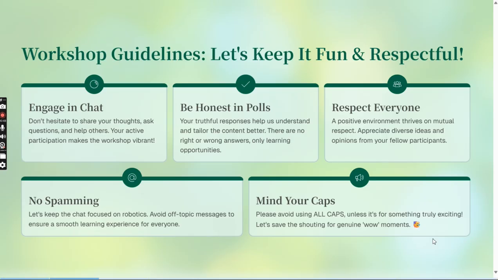Then there should be no spamming. Then we have to keep the chat focused on robotics. We have to avoid using all caps. Okay, so let's save the shouting for the genuine wow moments.